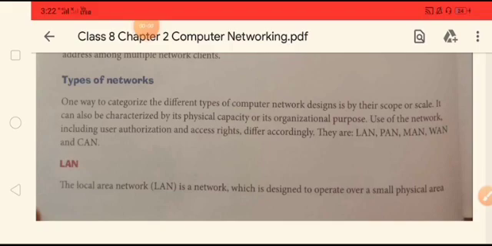We were studying chapter number 2, computer networking. In the previous video, we were doing the types of network. I have told you that a network can be categorized according to its scale, its physical or geographical capacity, and for organizational purpose, in which organization and what is the usage in that particular organization. According to these, the networks can be of different types like LAN, PAN, MAN, WAN, and CAN. Let us go through these one by one.